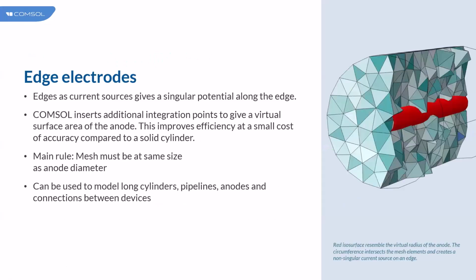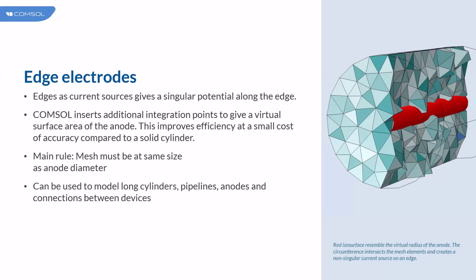For edges, or edge electrodes, we have possibilities to model things such as cylinders and pipelines and so on. And in general, in finite elements, edges as current sources give you a singular potential along the edge. So they are not suited for direct use as potential dependent current source, such as what we need in the corrosion simulations.